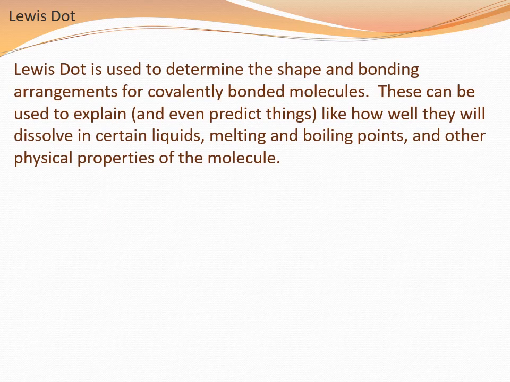Lewis dot is used to determine the shape and bonding arrangements for covalently bonded molecules. These can be used to explain and even predict things like how well they will dissolve in certain liquids, melting and boiling points, and other physical properties of the molecule. Plus, hey, I think it's a lot of fun. Lewis dot was my favorite thing to do in chemistry when I was a student.